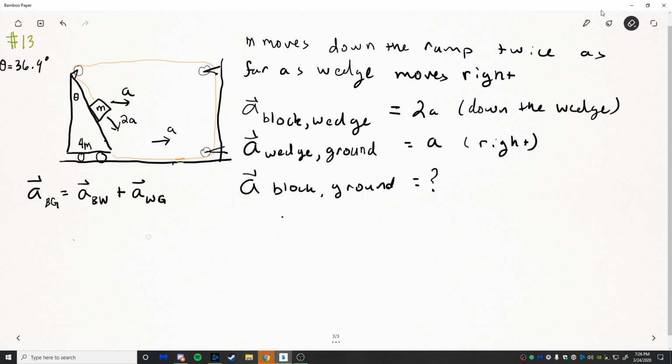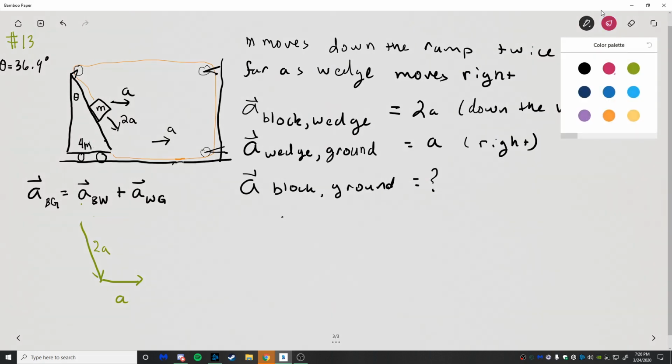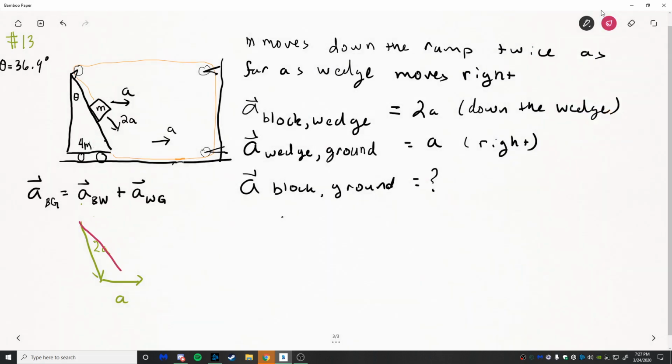Here, we'll start with this one first. So the acceleration of the block relative to the wedge was down this way, right? At an angle, and it's a length 2a. And a wedge ground is that way, and it's a. And then we've got an angle. So then a block ground is going to be... Shouldn't have drawn that 2a there.